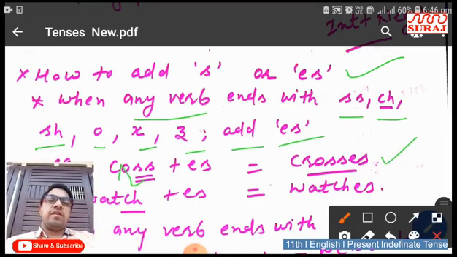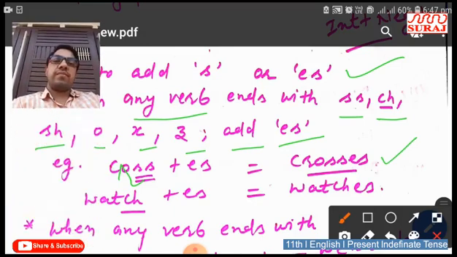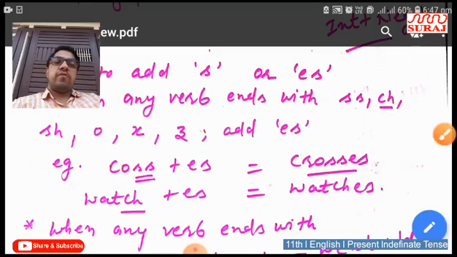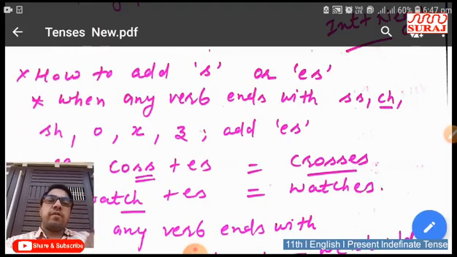We should apply this rule in simple sentence of present indefinite along with the subject he, she, it, any name. Okay. The second example is watch. The spelling of watch also ends with ch. I have just told you that when any verb ends with ch, we should add es. This is the first rule of how to add s or es.